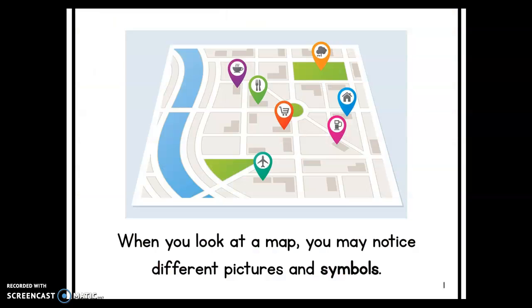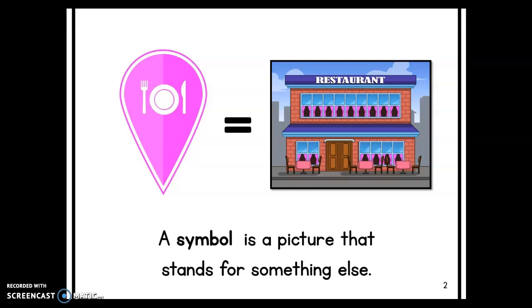When you look at a map, you may notice different pictures and symbols. A symbol is a picture that stands for something else.